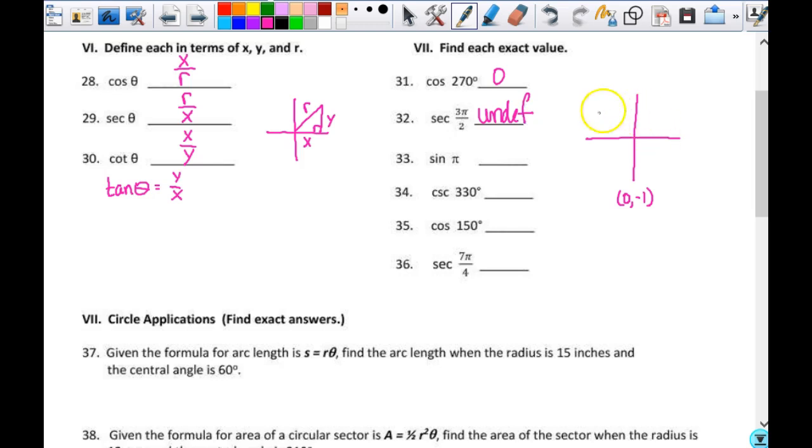Then we have pi. Pi is here. This is negative 1, 0. Sine is your y value, so it's just 0. Cosecant of 330, so 330 is over here. I've got 30 more degrees to go to get to 360, so that's my reference angle. I know it's not to scale, but it doesn't matter. You need the idea more than anything.